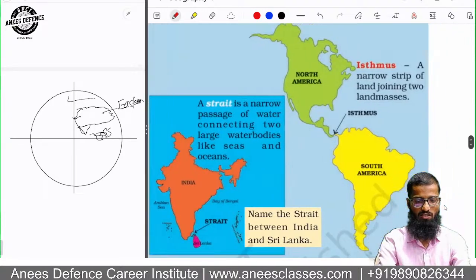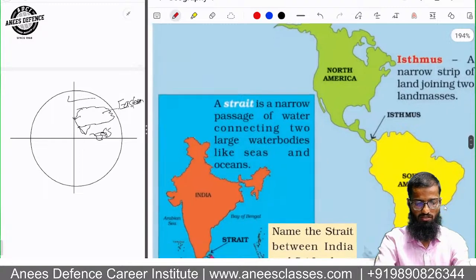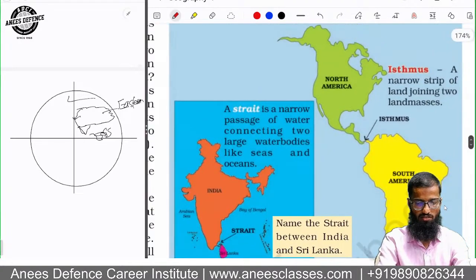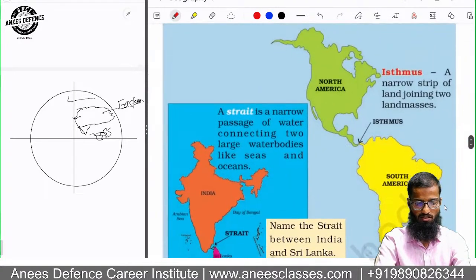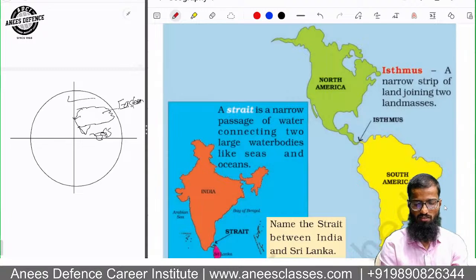Okay, kindly pay attention. This diagram is one of the most important diagrams. If you look at this, it is called an isthmus. So there are two things. One is strait and another is isthmus.